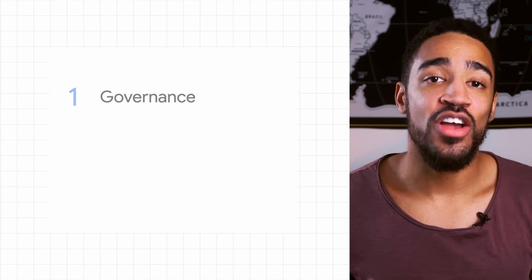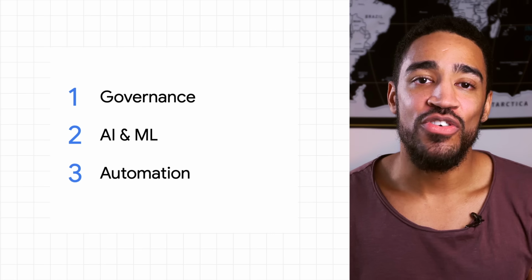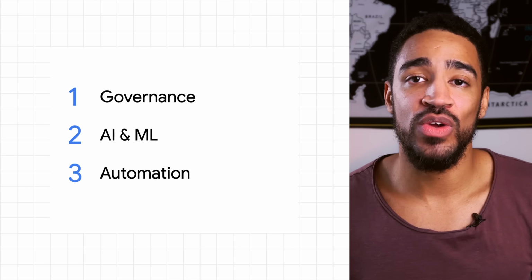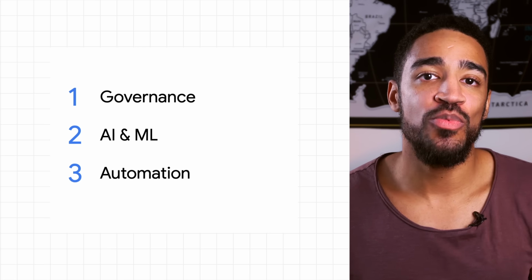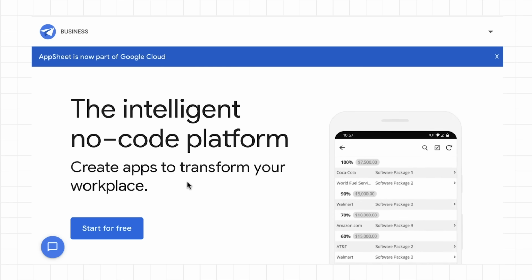There are three key areas of no-code development that set AppSheet apart in the no-code space: governance, AI and ML capabilities, and automation. For now, we're going to provide a quick walkthrough that showcases how Google AI and ML help you get started with AppSheet in just a few clicks. Let's get started. First, we're going to authorize your data source.